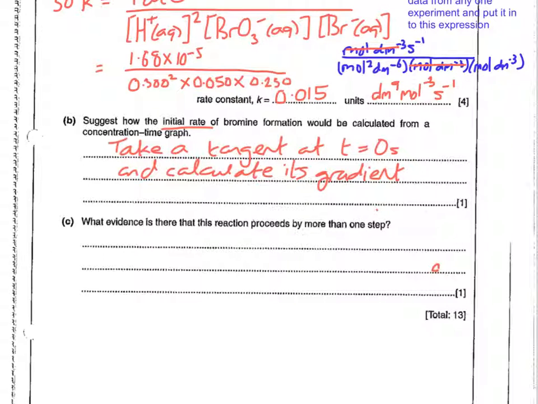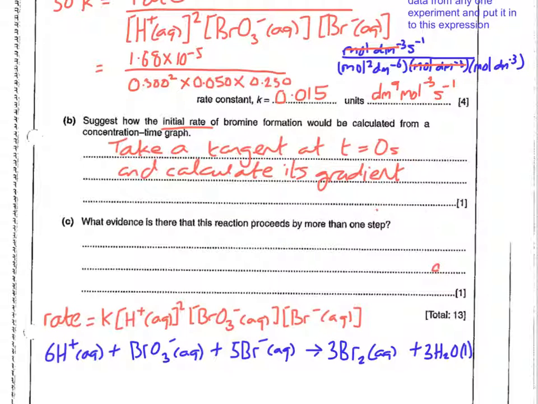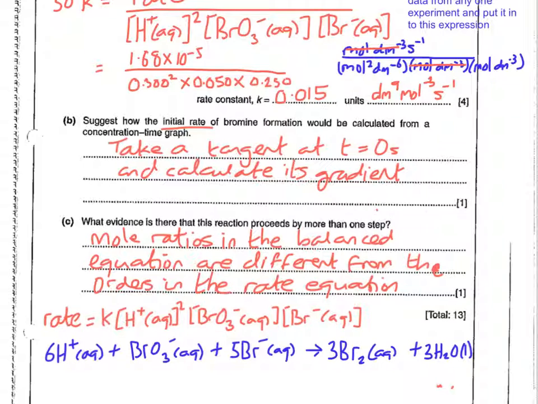And then finally it asks us to say what evidence is there that this reaction proceeds by more than one step. So to answer this question, what we've got to do is compare the rate equation with the actual balanced equation, and you'll see that the mole ratios in the balanced equation are not the same as the orders in the rate equation. So we pop that down as our reasoning.